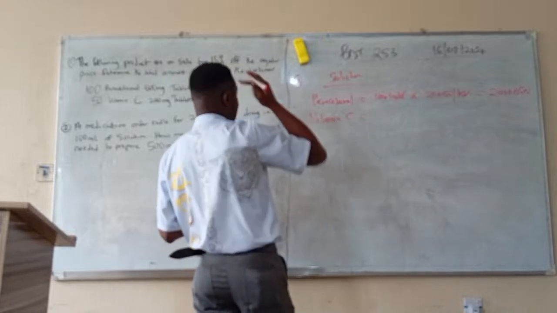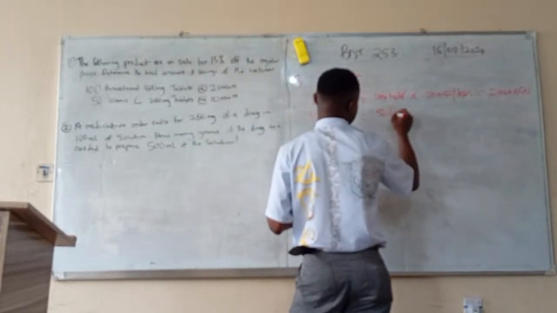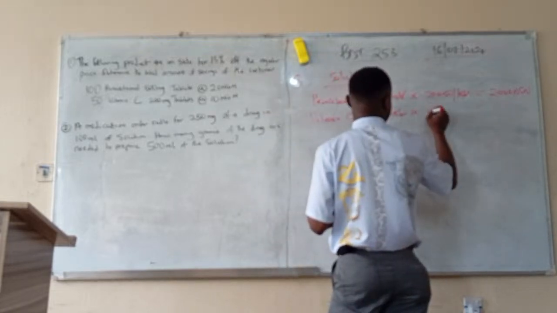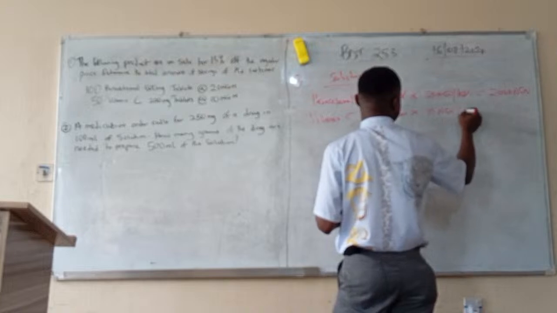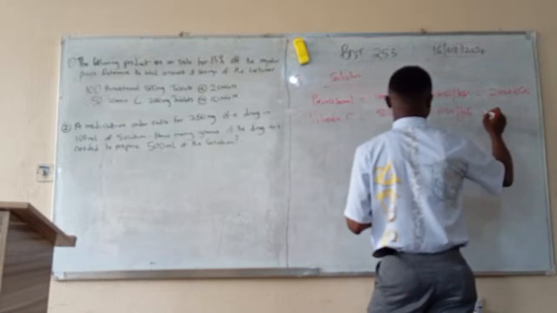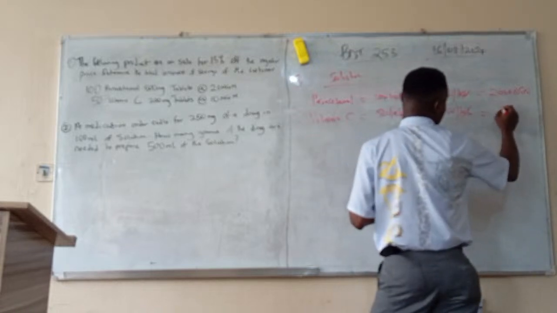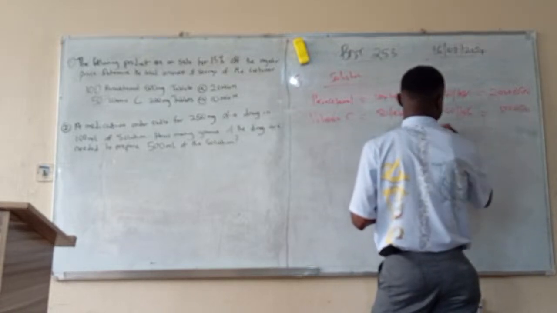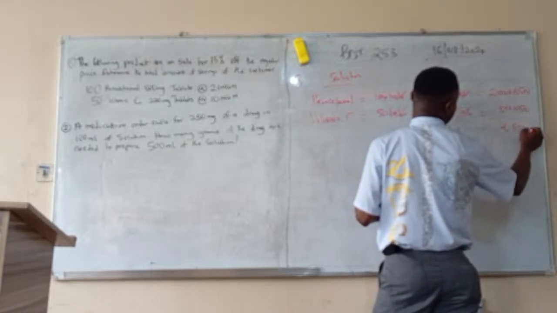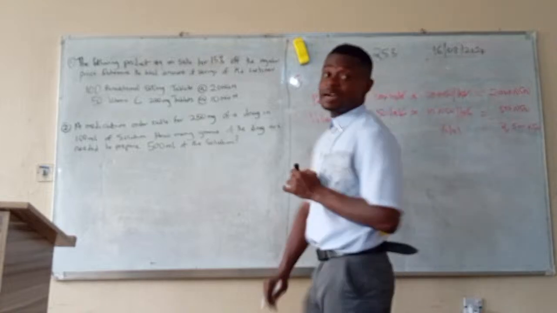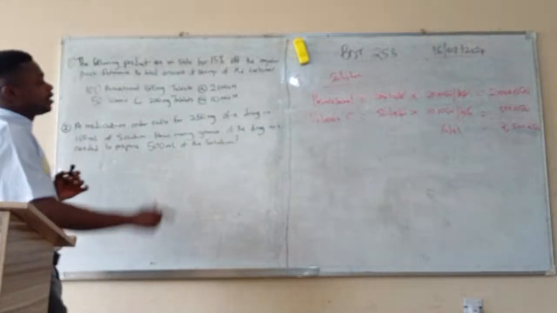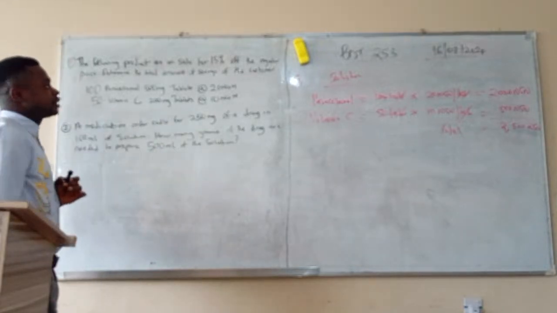Then vitamin C, how many? 50 tablets, times how much? 10 Nigerian naira per tablet. So we have 50 times 10, which is 500 Nigerian naira. So total amount is equal to 2,500. So this is the regular cost of this drug. Are we together? So this is the regular cost of this prescription or order, as the case may be.